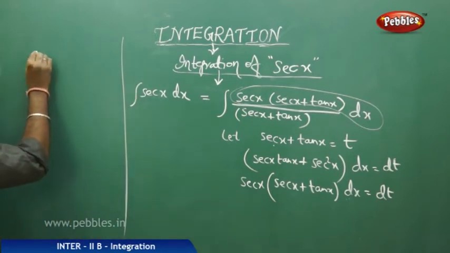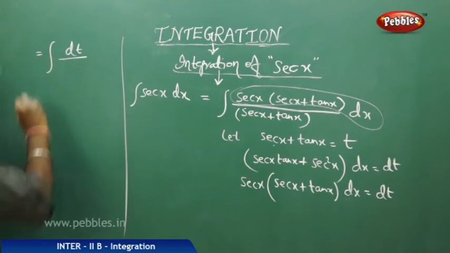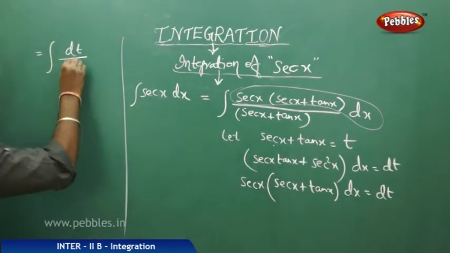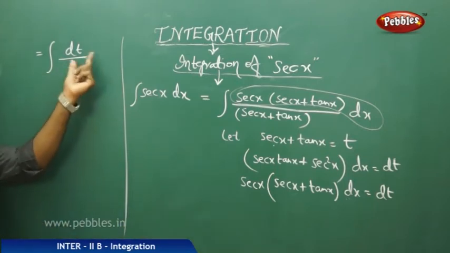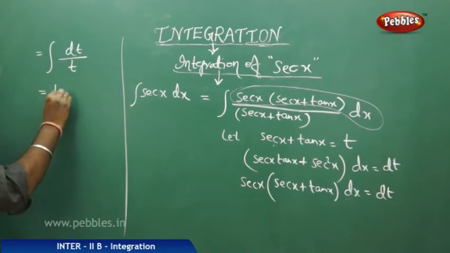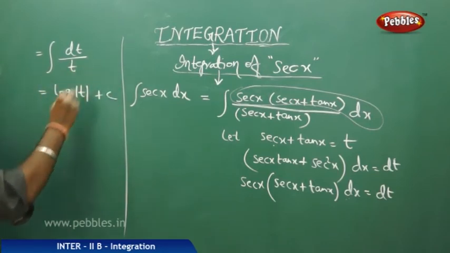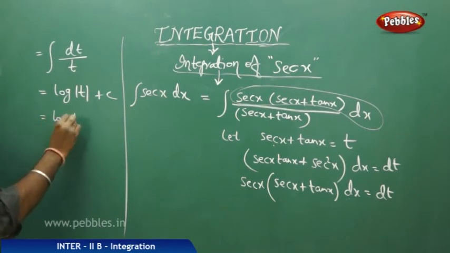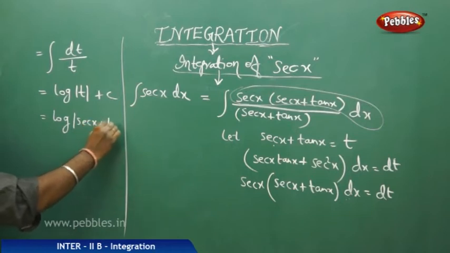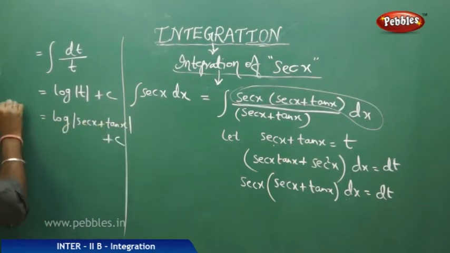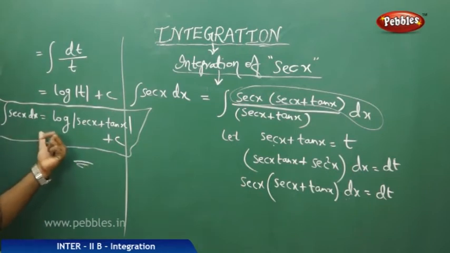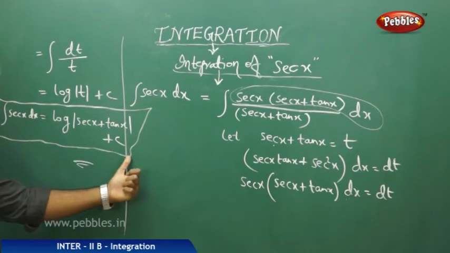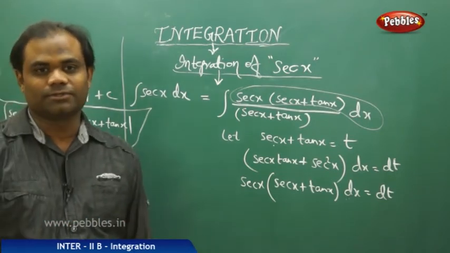So substituting, I get this to be integral dt by secant x plus tan x, which is t. So the substitution helps in reducing to 1 by t times dt integral, which is nothing but log mod t plus c, that is log mod of secant x plus tan x plus c. This is how we identify the formula of integral secant x dx, which is log mod secant x plus tan x plus c, using the method of substitution.